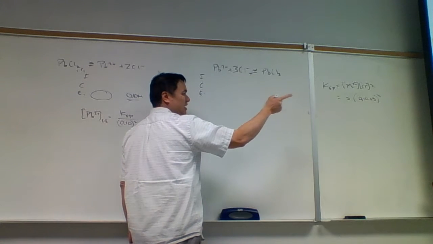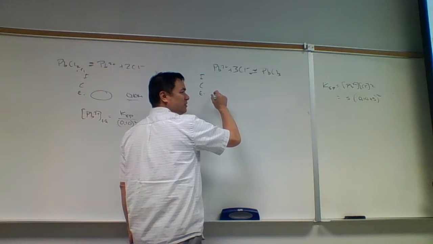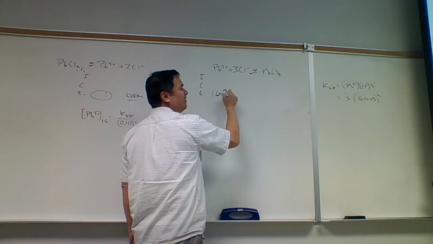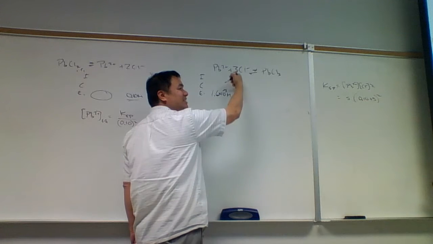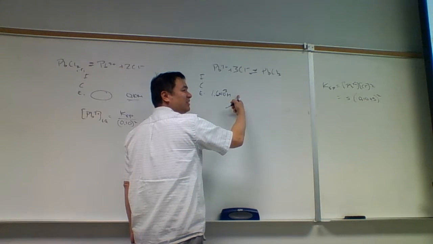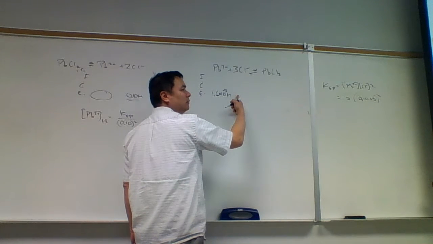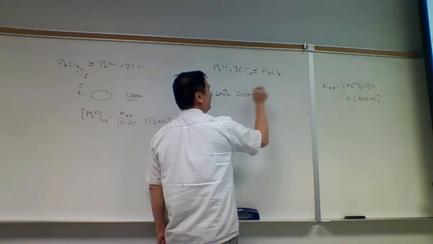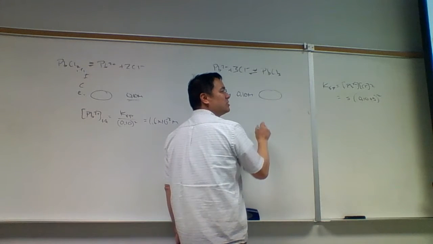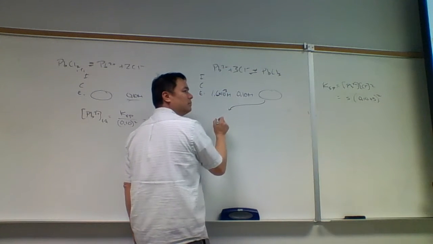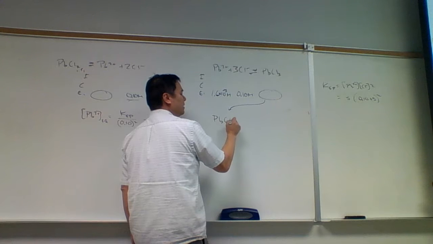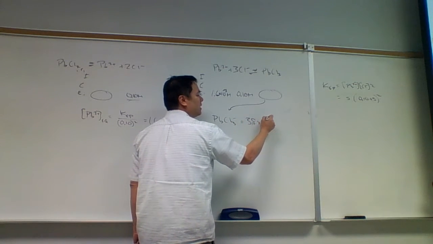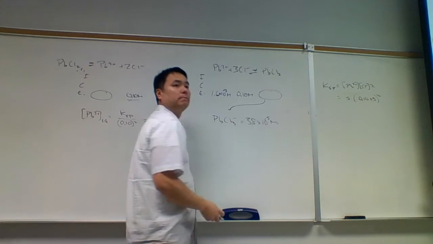But that is at equilibrium or initial? That's equilibrium. So this is 1.6 times 10 to the minus 3 molar at equilibrium. Now the chloride is at equilibrium or initial? At equilibrium, 0.10. And then they calculate the equilibrium concentration of PbCl3 minus, which is equal to 3.8 times 10 to the minus 5 molar.